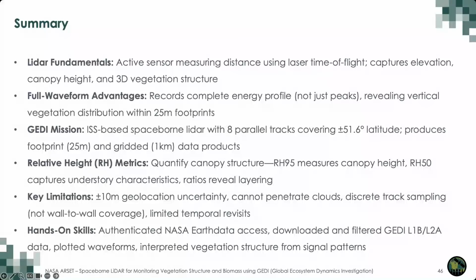We also discussed important limitations. GEDI has about 10 meters of geolocation uncertainty. The instrument also can't see through clouds. It provides discrete sampling rather than complete coverage, and has limited temporal resolution for any given location. Finally, you gained hands-on experience accessing NASA Earth data, downloading and filtering GEDI data, and interpreting waveforms to understand vegetation structure. These are the foundational skills you'll build on in parts 2 and 3.